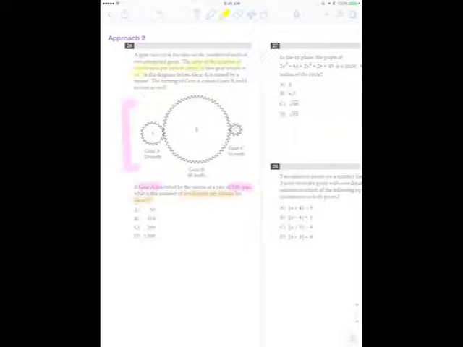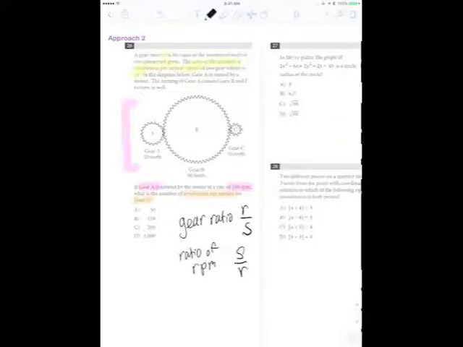We just need to figure out what S and R are referring to, and that actually comes from the first sentence. It's the ratio of the number of teeth of two connected gears. Only in the first sentence it says R to S, and then the second sentence S to R. So let's just write that out. Gear ratio, and I said I would write it as a fraction, and ratio of RPM is S over R.